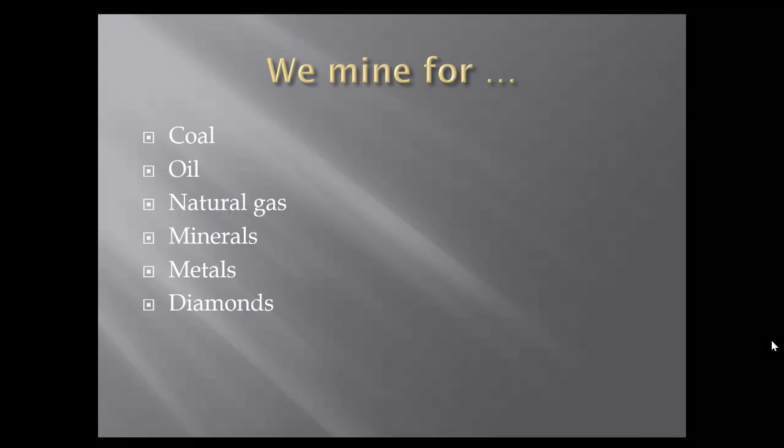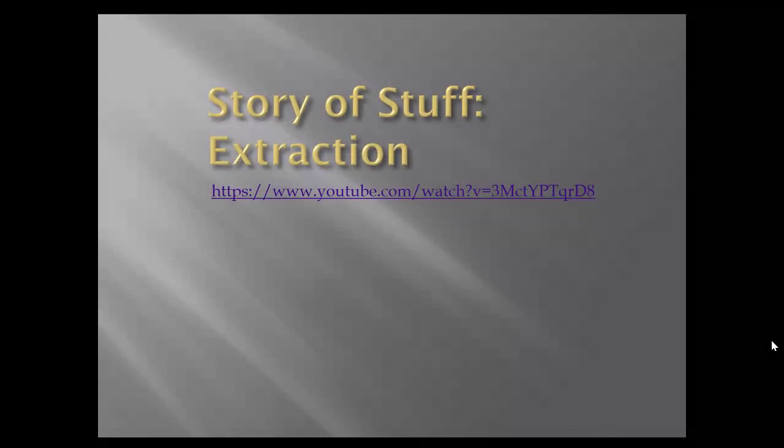And this is a short list of things that we mine for, but there are many, many things, or things that would be components of items that you buy, like your cell phone has a lot of elements, just small amounts of each one, but a lot that are mined out of the ground. I'd like you to watch this short video about extraction and what a big deal it is to pull all these materials out of the ground.